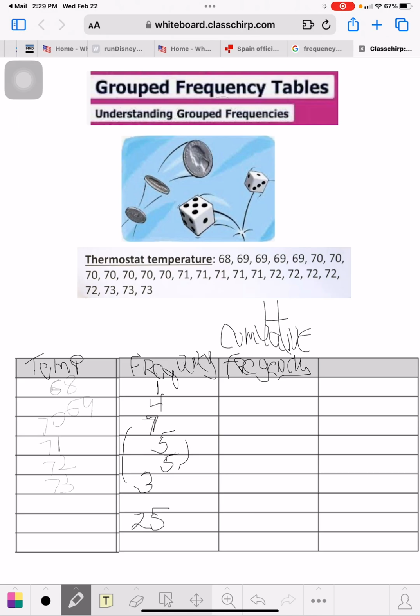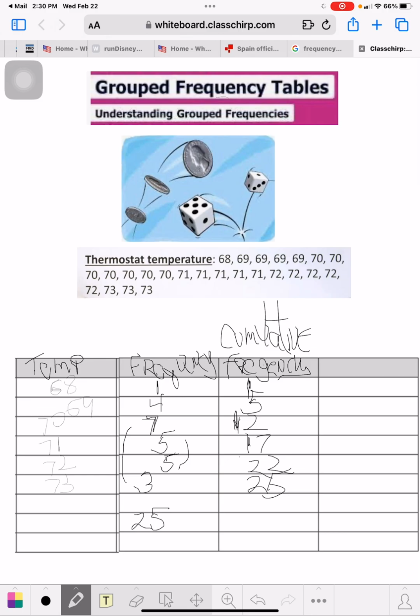So we got 1 here, and then 1 plus 4 is 5 for the next one, and then 5 plus 7 is 12 for the next one. Now 12 plus 5 is 17 for the next one. As you see, we're just adding these up to say, where does this fall in proportion? Then we got a 22, because we got plus 5, and we got a 25. And that's the total number we got anyway. So that's perfect. We did that correctly.